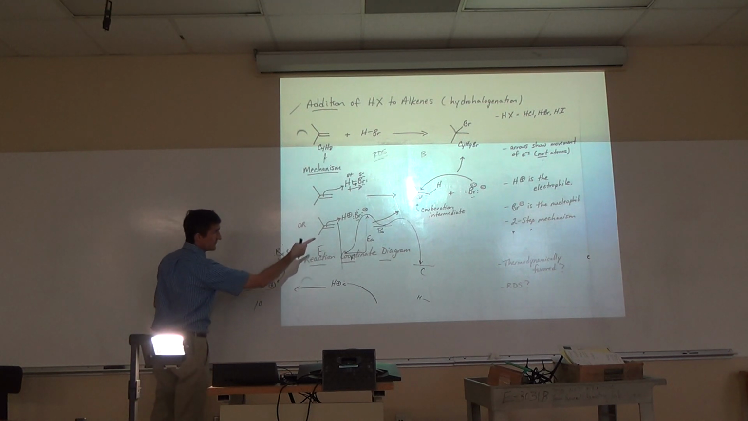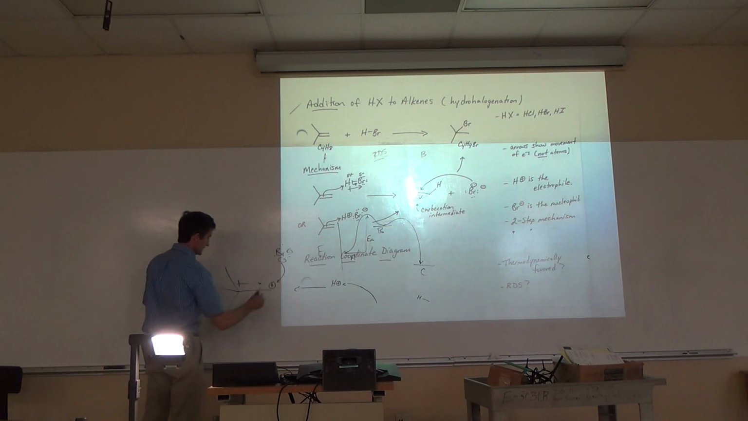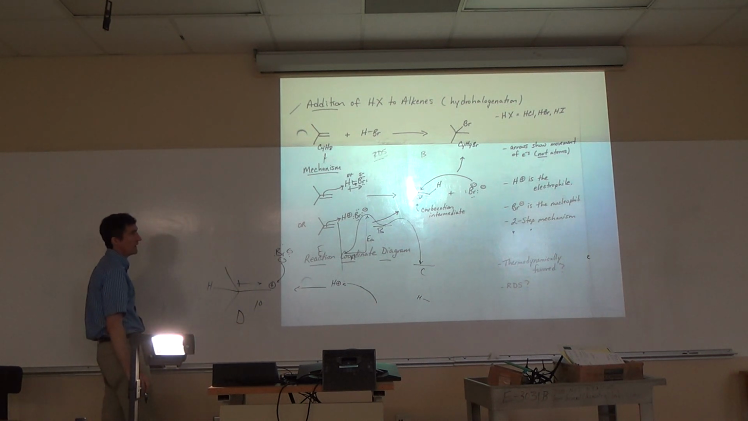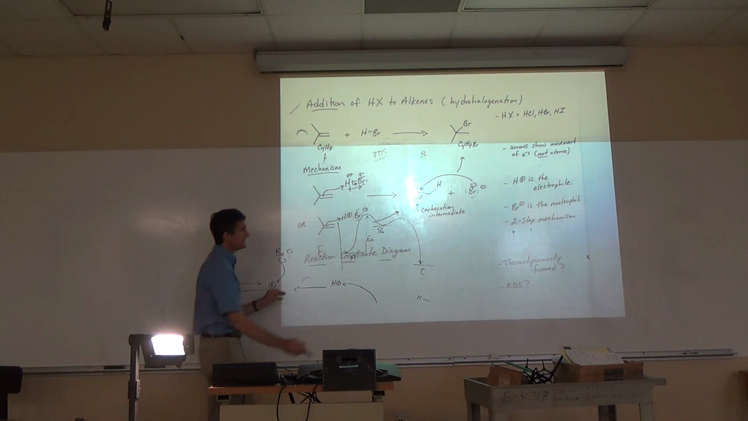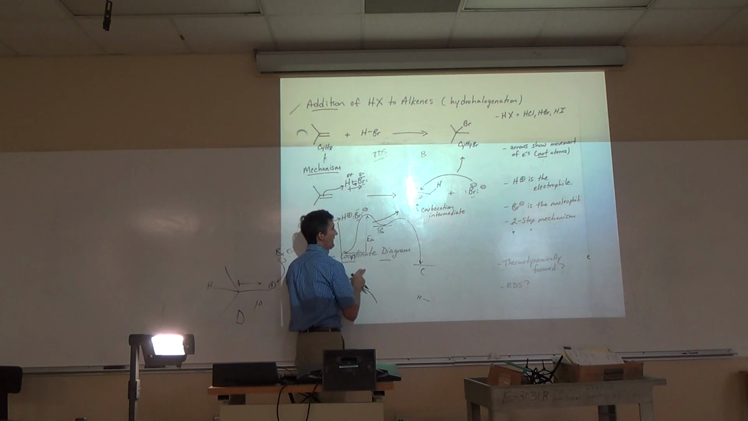If this was an intermediate, let's call it ABC. Let's call this D. Where would D sit compared to B?